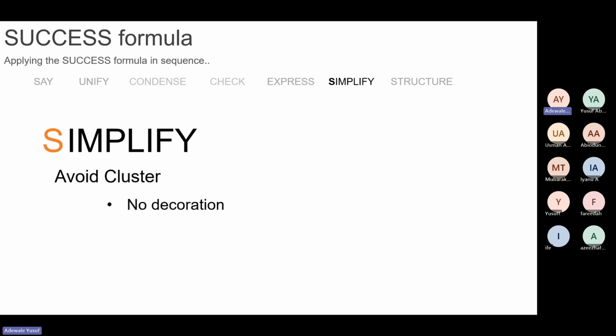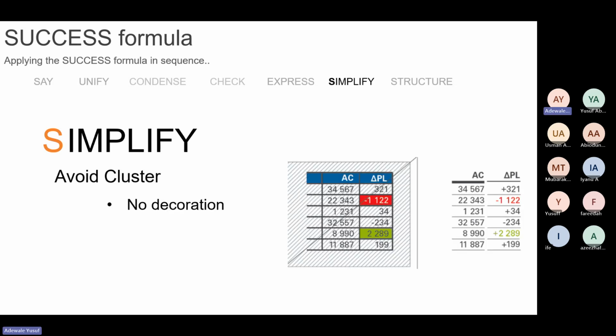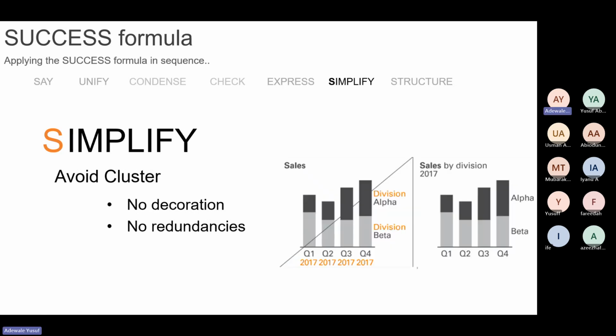The other one is simplify. Avoid clutter, no decoration really. Don't do any decoration, just avoid the clutter. You see this one and this one now? They look very straightforward and very neat compared to this one, right? So avoid clutter and redundancy. You don't need to repeat things. Let your visual be very easy. Now look at this visual here, division 27. We're all talking about the same thing, so this is better than this one.